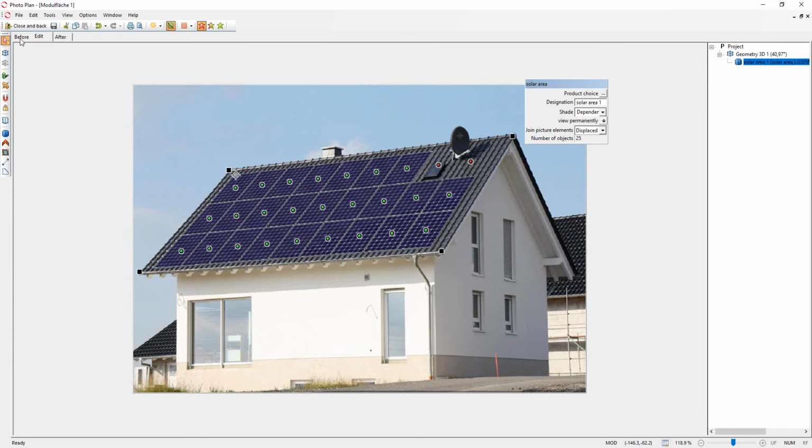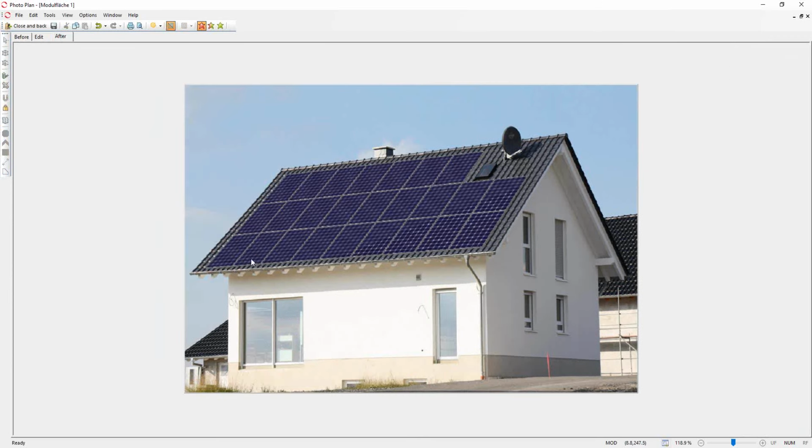There's an after view here. There are 3 tabs here: before, edit, and after. And yeah, this would be the view which you can send to your customer to show him the potential PV system on his very own roof.